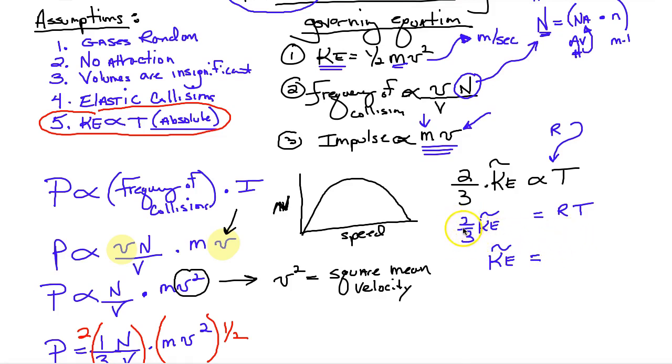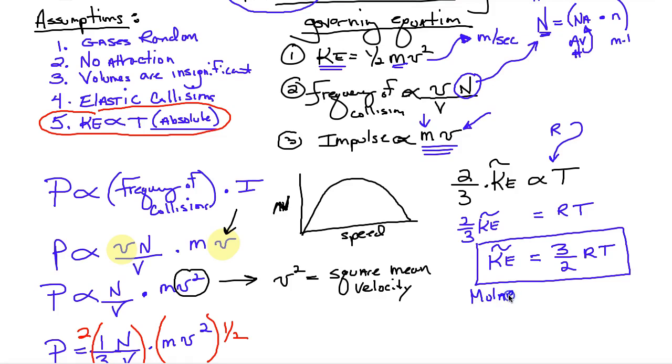Kinetic energy, molar kinetic energy, is equal to, well, now wait a minute. I'm going to get rid of that. So I'm going to solve for that, so this is going to be the inverse. If you do your algebra, it's going to be 3 over 2 RT. And that, my friends, is the first equation. Kinetic energy squiggly, which is molar kinetic energy, is the kinetic energy per mole of a gas.